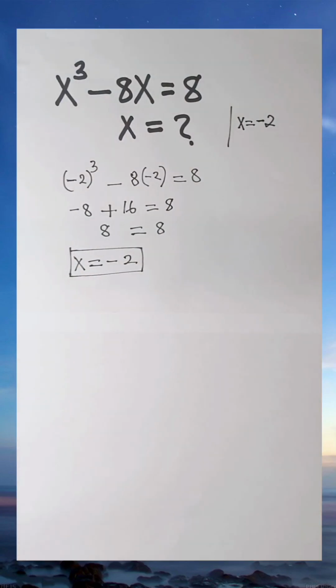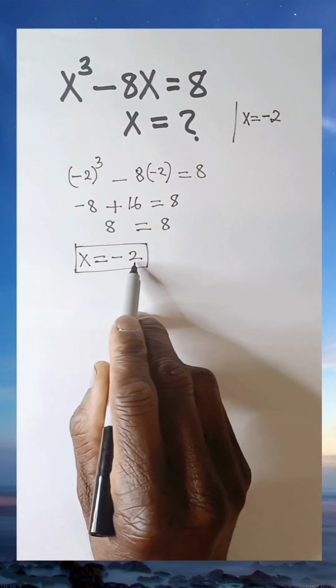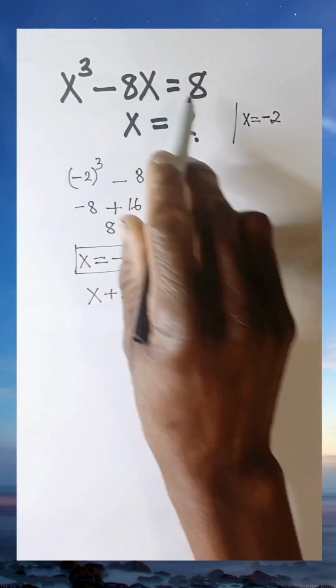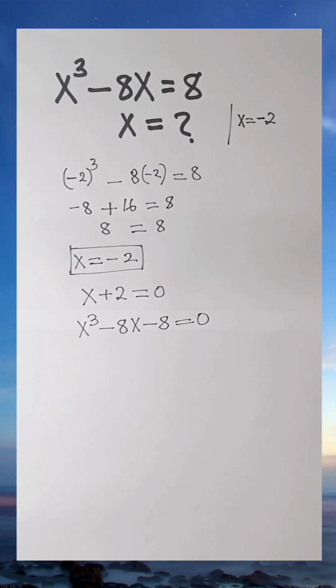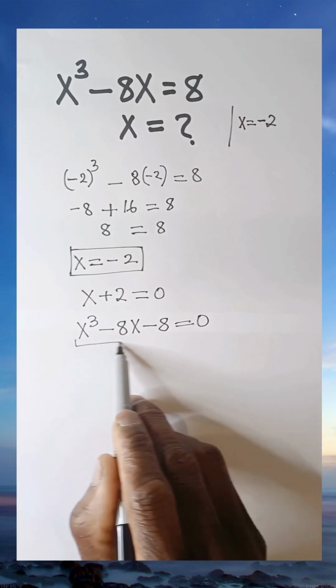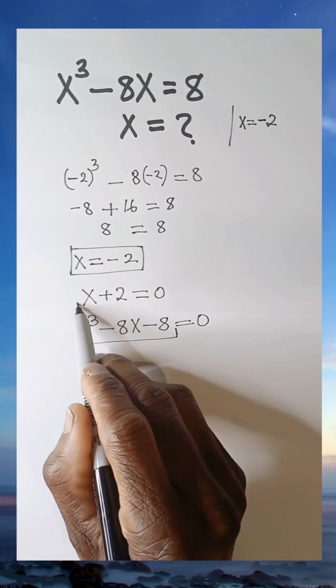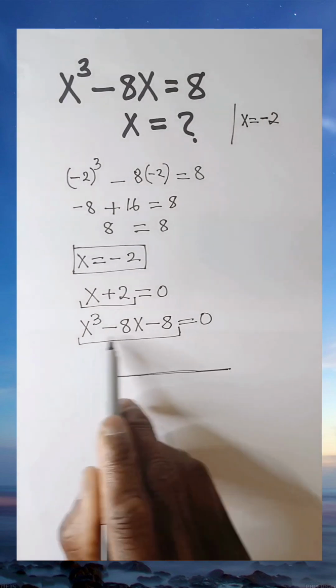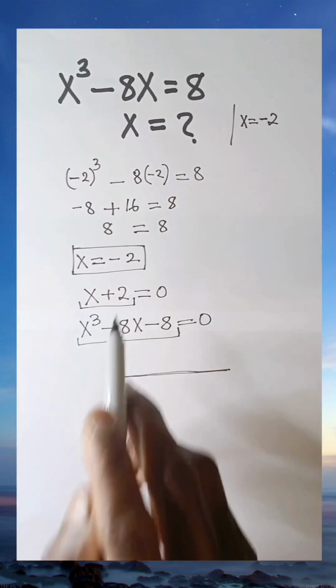Now let us find the other 2 solutions. Let us express this in factor form. So this is the given equation. Let us equate it to 0. Okay. Now, to find the other values of x, we will divide this expression on the left-hand side by this expression on the left-hand side. This is the dividend, while this is the divisor.